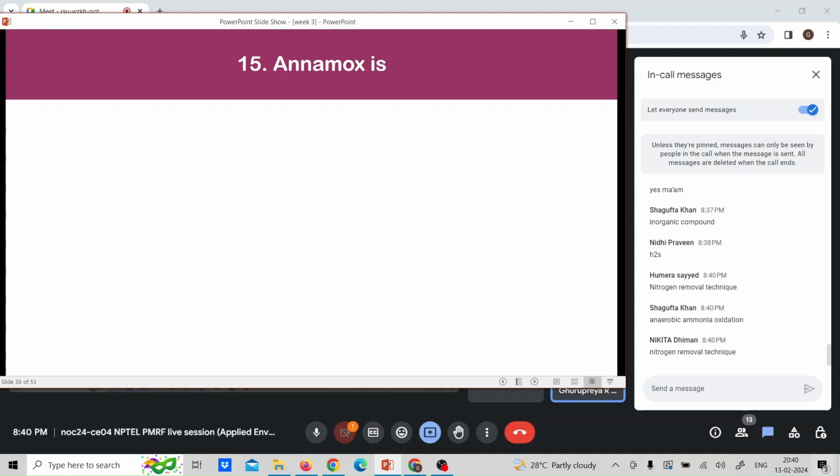Right. Anammox comes in the nitrogen cycle for nitrogen removal, and Anammox stands for anaerobic ammonium oxidation. So that's what the name means. Again, you are given the right answer.